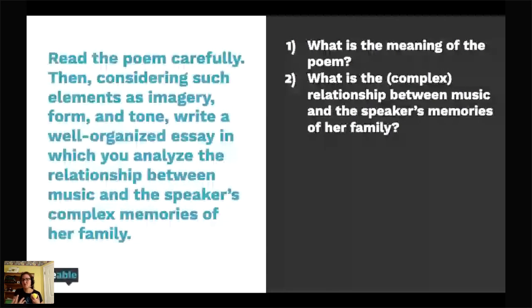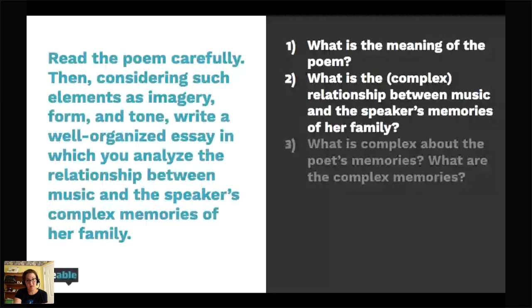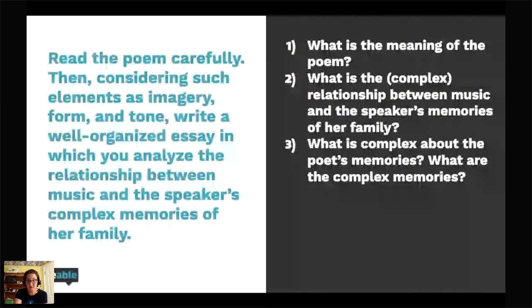Is music in those memories? Is music a big part of it? The answer is yes, if it's in the prompt. But what is that relationship? What is complex about the poet's memories? What are the complex memories? So what is actually going on here? What's all this complexity?